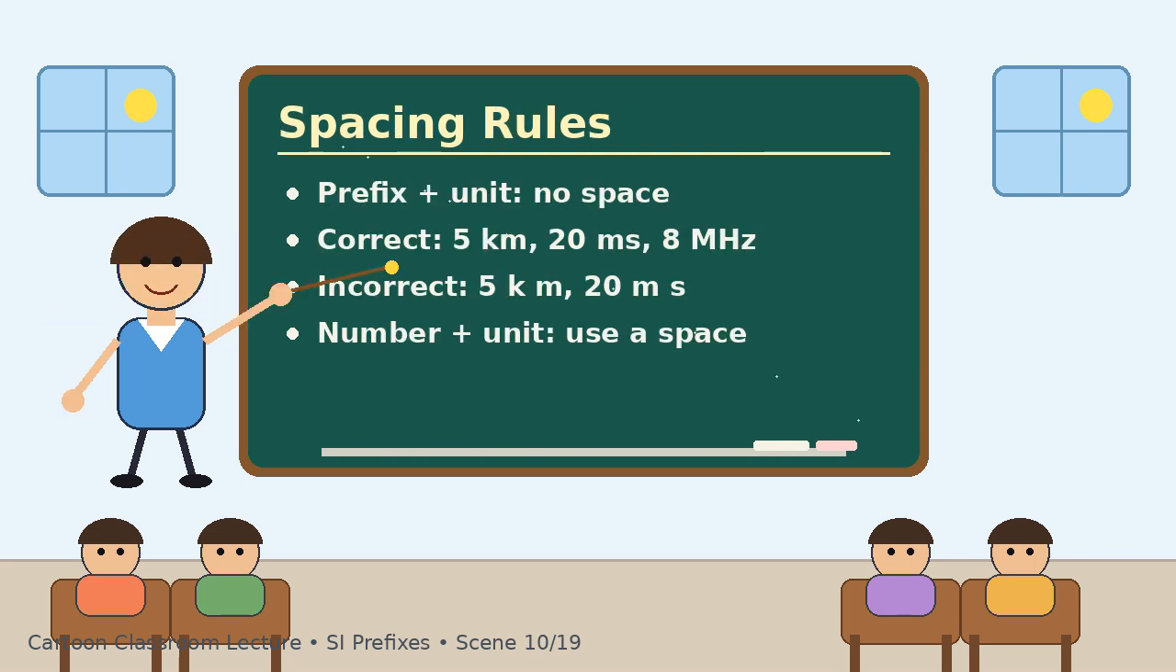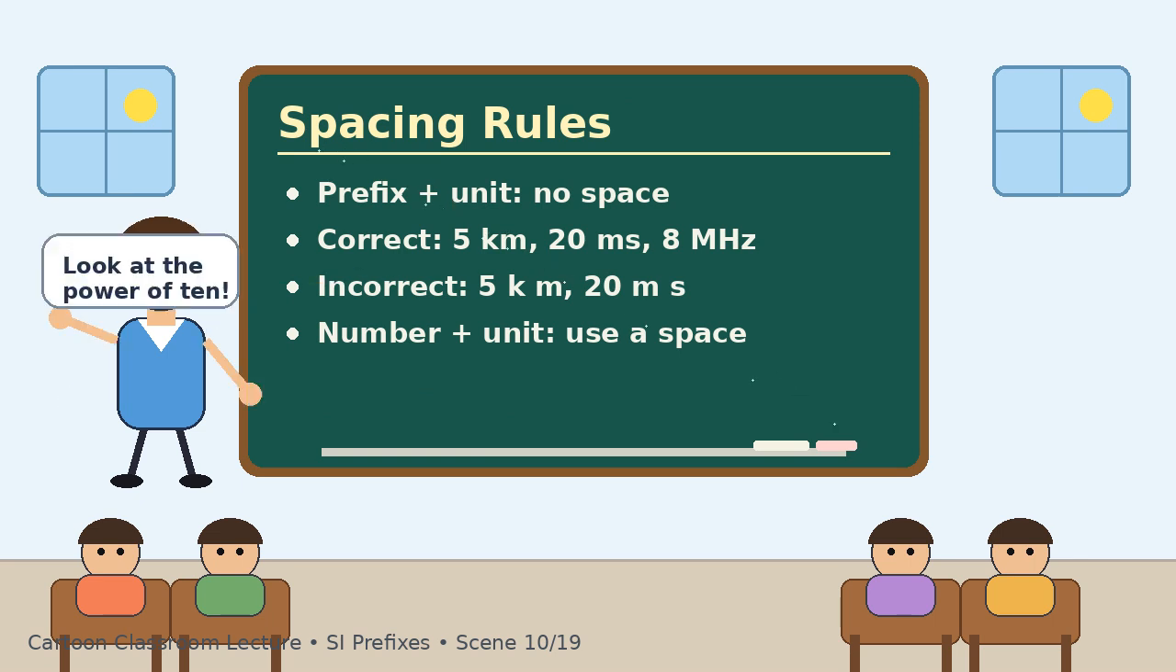A prefix symbol is attached directly to the unit symbol. For example, 5 kilometers is written with k and m joined as one unit symbol. 20 milliseconds is written with m and s joined. However, there should be a space between the numerical value and the complete unit symbol. So we write 25 space km, not 25 joined directly to km.